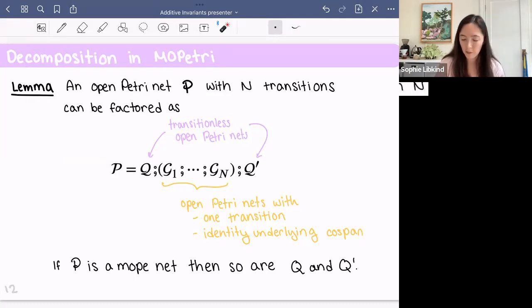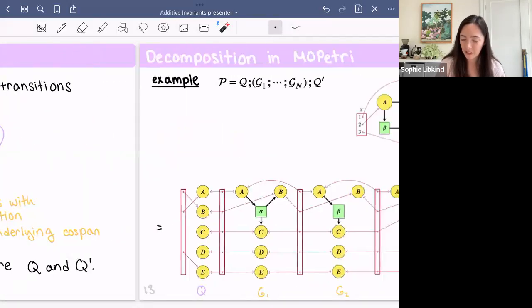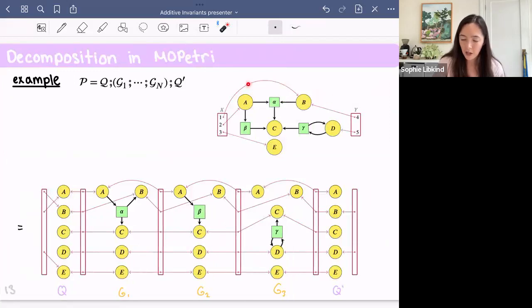So that means that if P is a MOPE net, this gives a decomposition into MOPE nets, because of course G1 through Gn, since their underlying cospan is the identity, are automatically MOPE nets. All right, so now let's do an example. So here we have an open Petri net P, and here's its decomposition according to this lemma.